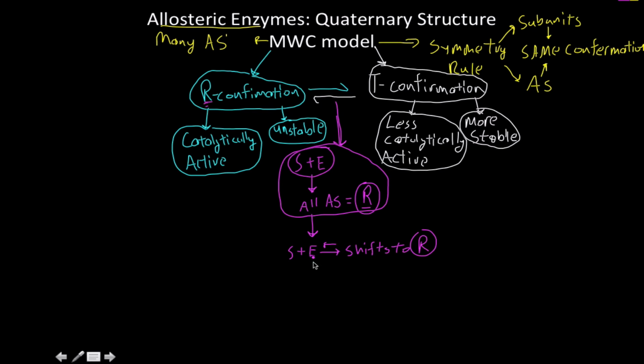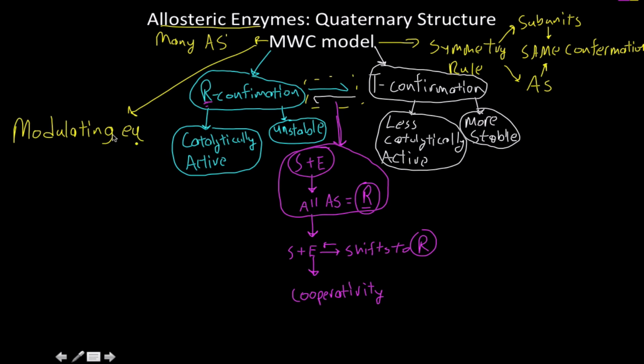This leads to a process known as cooperativity, where if you have a quaternary level structure, in this case an enzyme, but it also applies to proteins as well, once one of them starts to convert to a different conformation, all the other ones are going to convert to that same conformation, like a chain reaction of conformational changes. There are ways that we can, however, modulate and mess with this equilibrium. So I'm going to write over here, modulating equilibrium.